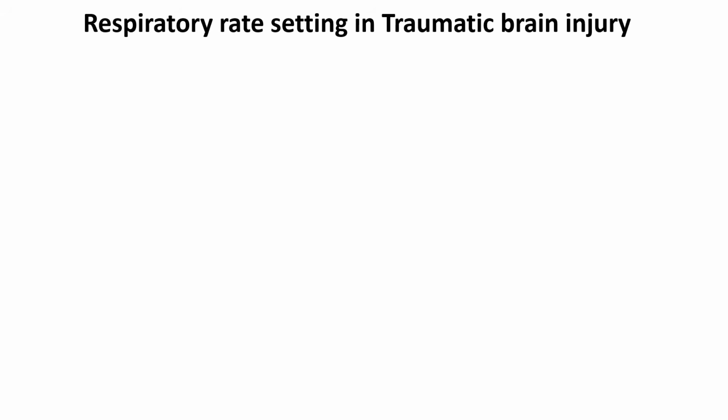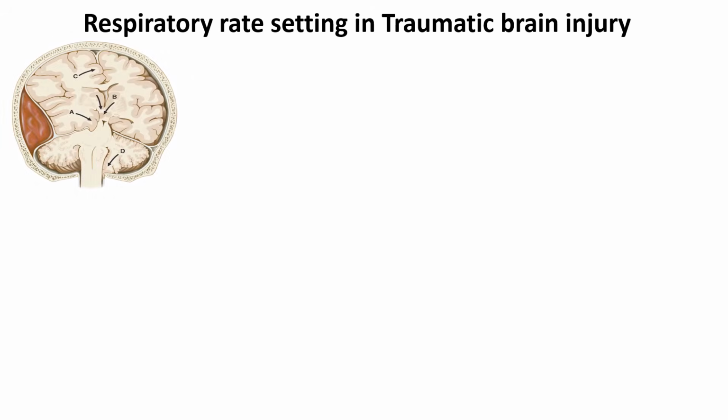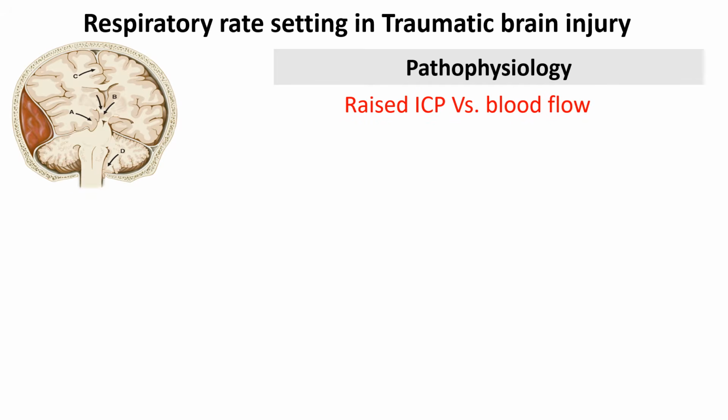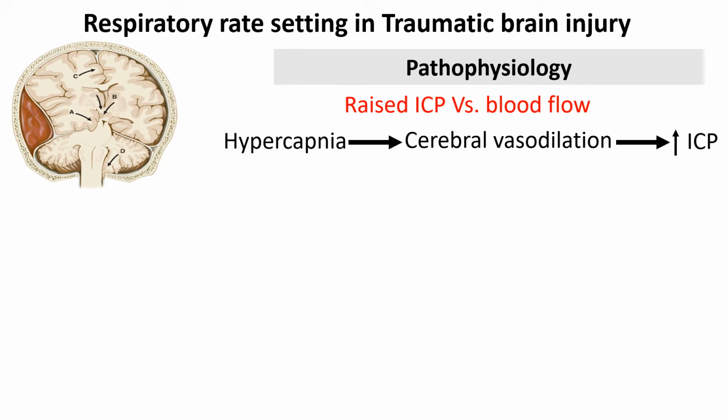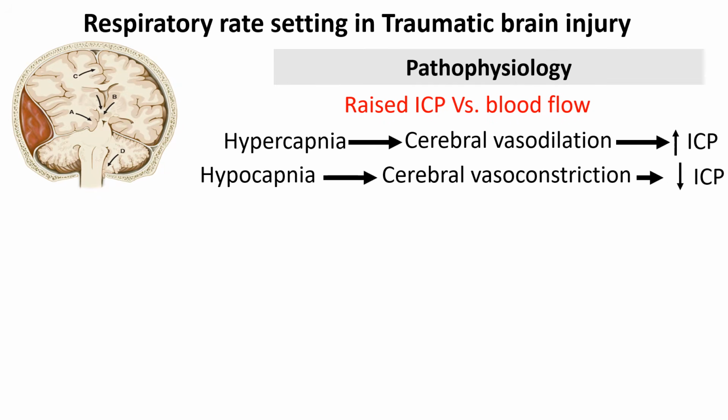The primary goal in managing a patient with traumatic brain injury is to prevent secondary brain injury from elevated intracranial pressure while ensuring adequate cerebral blood flow. Carbon dioxide plays a key role in this balance, as it is a potent cerebral vasodilator. Elevated levels increase cerebral blood volume and intracranial pressure, while lower levels induce vasoconstriction, reducing blood flow and decreasing pressure.